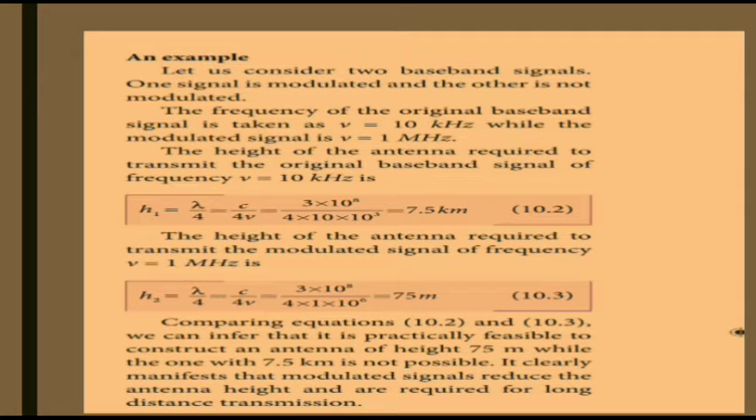Okay. So comparing the first and second equations, an antenna of height 75 meters is feasible, while one of 7.5 kilometers is not possible. So it is clearly manifest that modulated signals reduce the antenna height and are required for long distance transmissions. Okay.